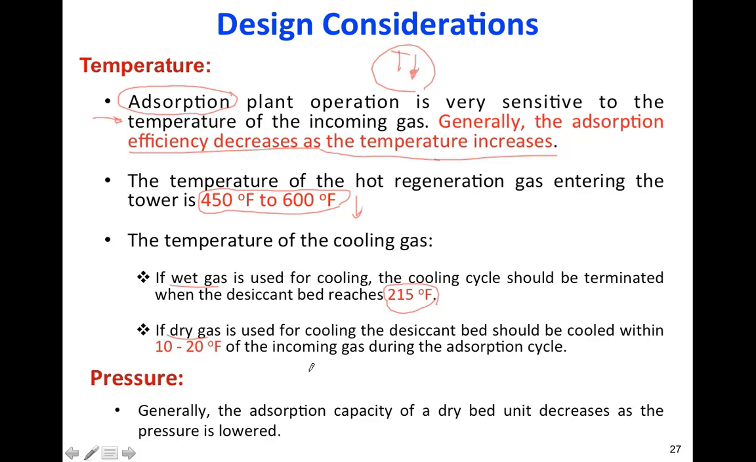If we are using dry gas, we have more freedom. We will cool down the column a little bit, with a temperature difference of 10 to 20 Fahrenheit from the incoming gas. Let's say the incoming gas is at 200, so we cool it down to, let's say, 190 or 180, a little bit below the temperature of the incoming gas.